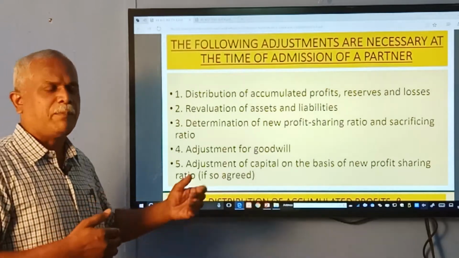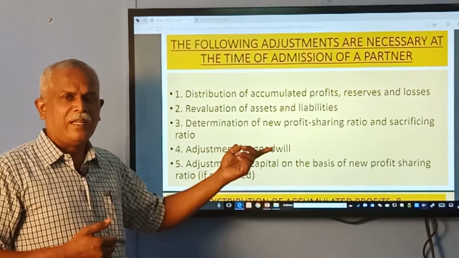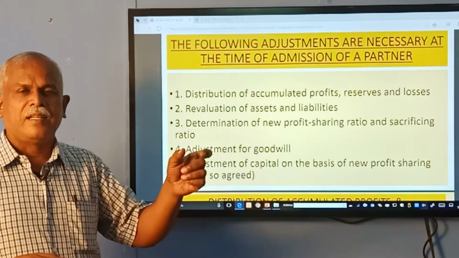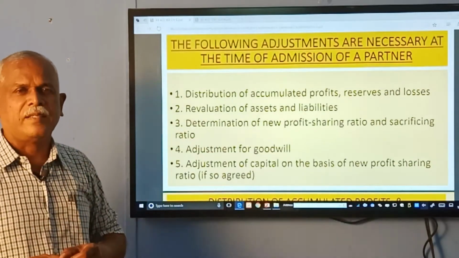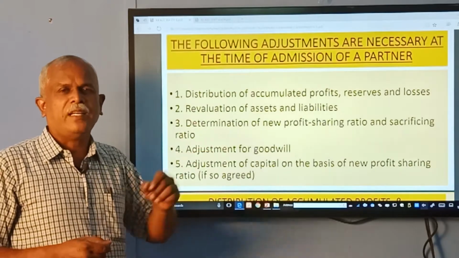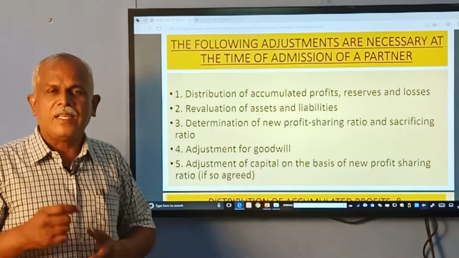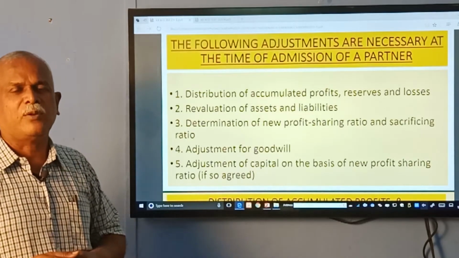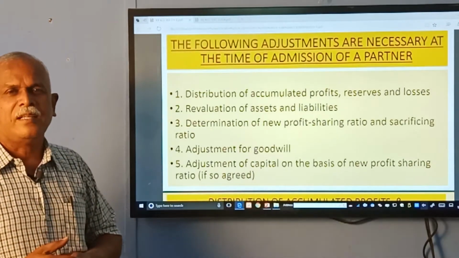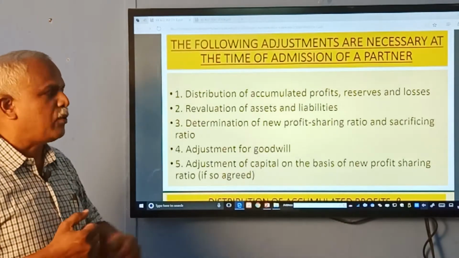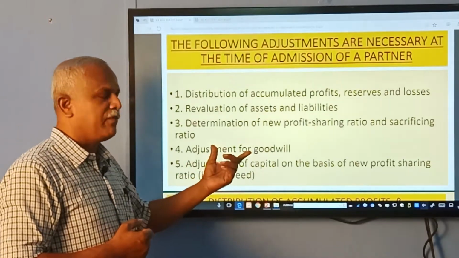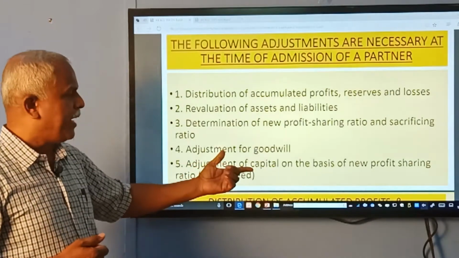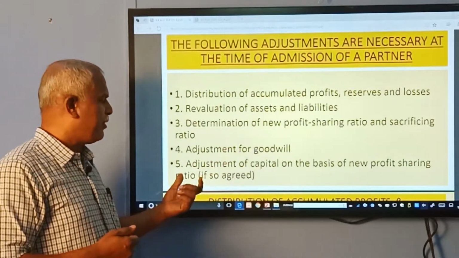For that purpose we calculate the goodwill and his share. Let us say the goodwill is 1 lakh and he gets 1/4 of the future profits of the firm. He has to pay rupees 25,000, that is 1/4 of the total goodwill, to the existing partners or old partners. So, for that we have to treat the goodwill. Adjustment of capital on the basis of new profit ratio.